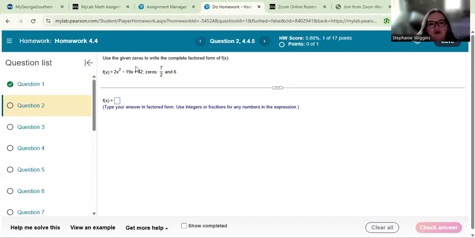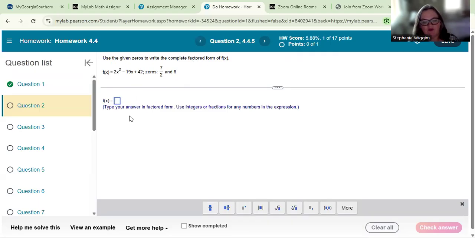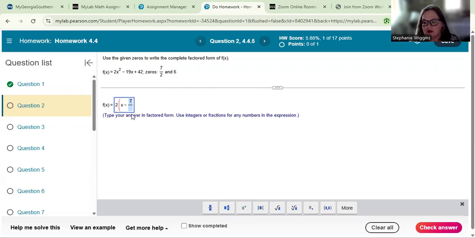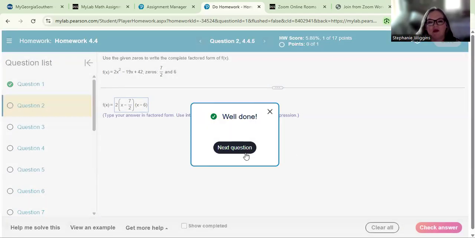Here we are asked to use the zeros to write the complete factored form of f of x. So we have a factor of 2 out front, and then we have x minus 7 halves, and then we're going to multiply that by x minus 6. Notice how I'm taking the opposite sign. I'm subtracting the number that is here. So that is our factored form for the polynomial.